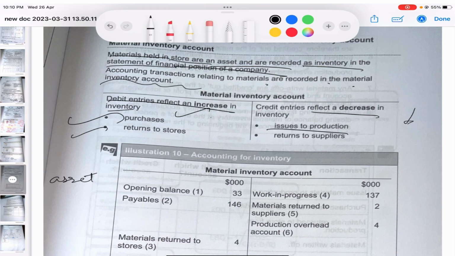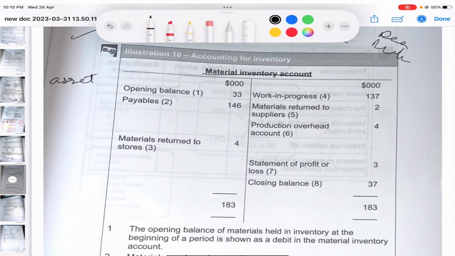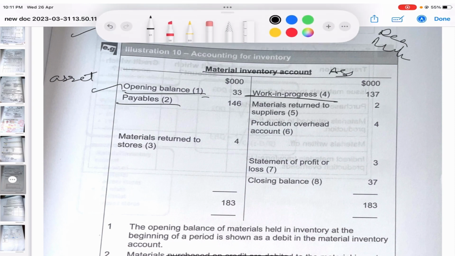When I'm issuing stuff to the production department, that means the materials are going out of my inventory, so I will decrease it, which means I will credit it. And when I'm returning to my suppliers, again it will deduct my inventory. Material inventory account is an asset, so it is going to have a debit opening balance, and work in progress is going to decrease my inventory because for work to start being done, I will be using the materials. Payables is going to be the material inventory when I have payables, so when I have purchased materials on credit. Materials returned to supplier will decrease my inventory. That will again decrease my inventory.